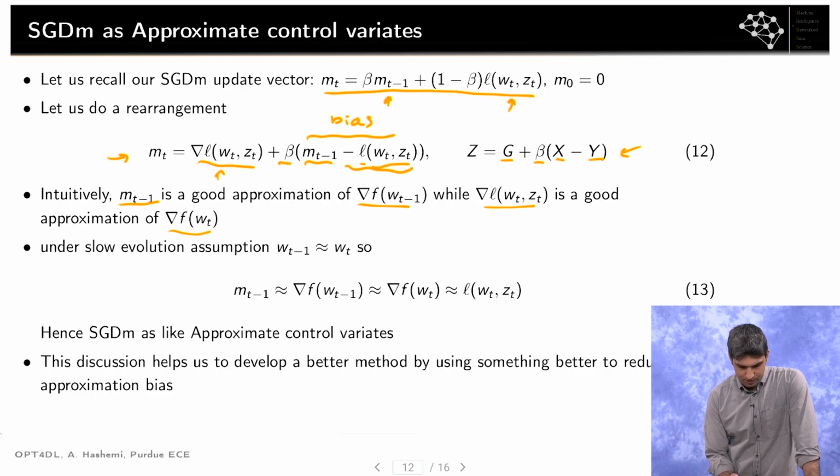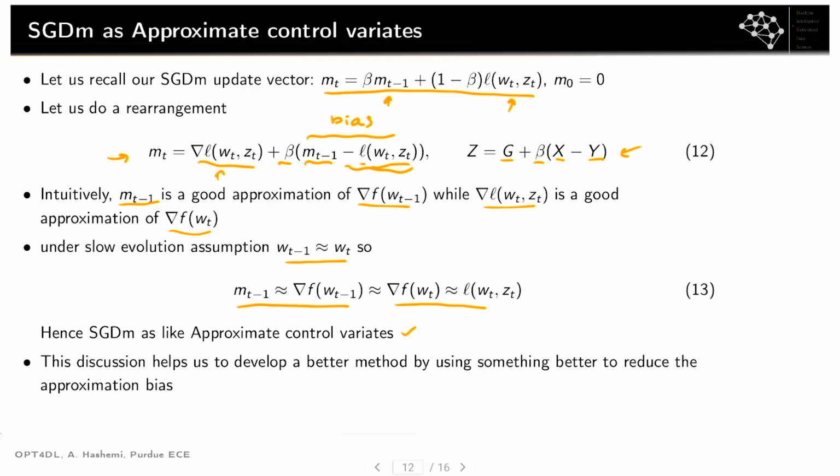For the case of SGD with momentum, if we assume that the evolution is slow, such that the model at time t minus 1 is essentially the model at time t, then a good approximation of the gradient at time t minus 1 is also a good approximation of the gradient at time t, exactly like an approximate control variate. Now we're going to use this discussion, the fact that m_{t-1} is a good estimator at time t minus 1, whereas the stochastic gradient is a good estimator of our quantity at time t, to develop a better algorithm.